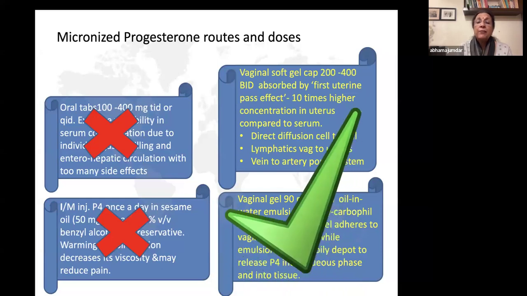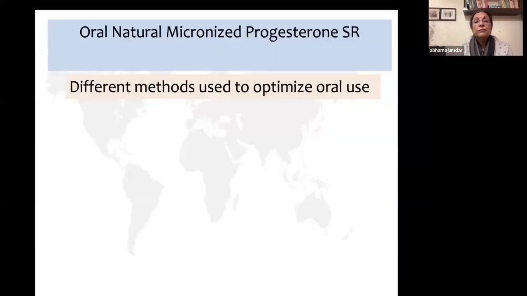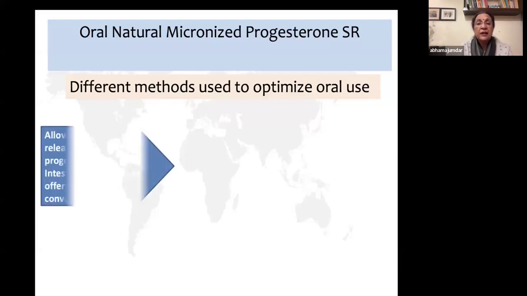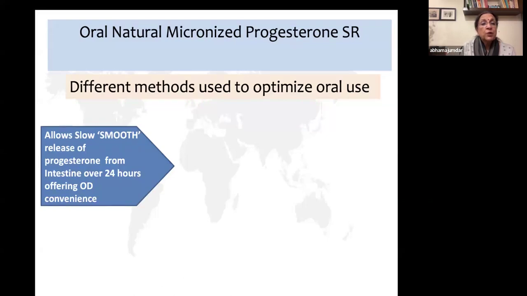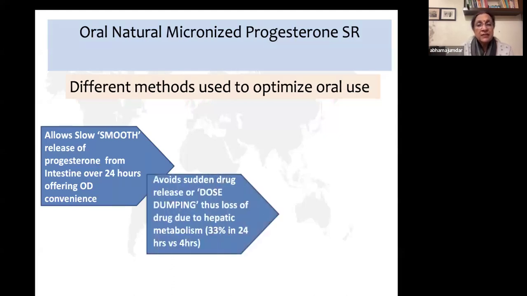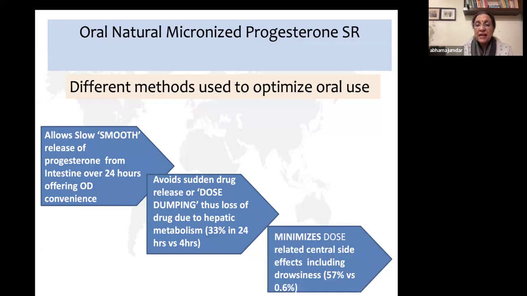And these two have been the cornerstone of progesterone being used all over the world. So now oral micronized progesterone slow release have been brought into the market, and there are different methods used to optimize oral use, because a lot of doctors and patients both did not want to use the vaginal route. This allows smooth, slow release of progesterone from the intestine over 24 hours, offering a once-a-day convenience, avoids sudden drug release or dose dumping, thus loss of drug due to hepatic metabolism, and minimizes dose-related central side effects, including drowsiness, because it's taken once in the night.